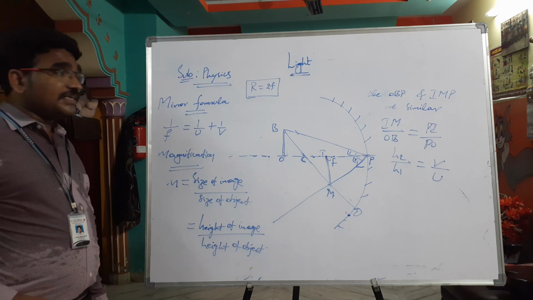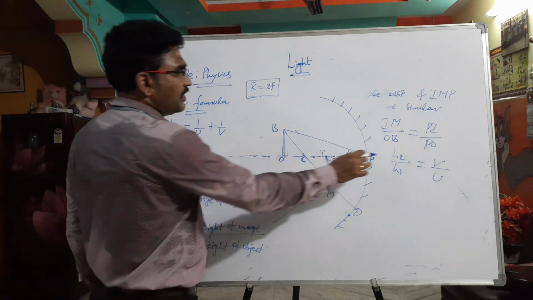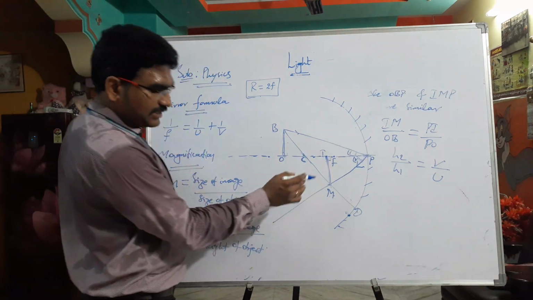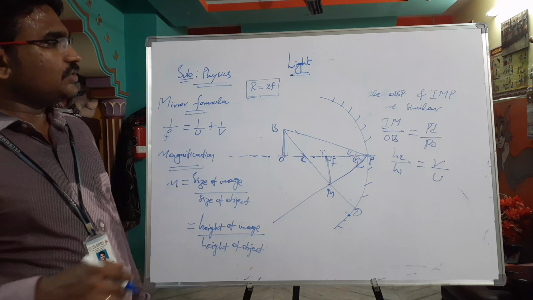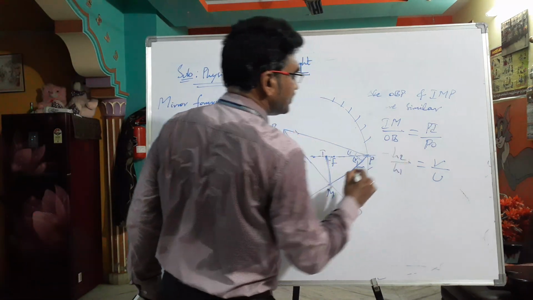Now let us apply the sign convention. Sign convention means we check whether H2 is below the principal axis or above the principal axis. H2 is below the principal axis, so we are going to give minus.